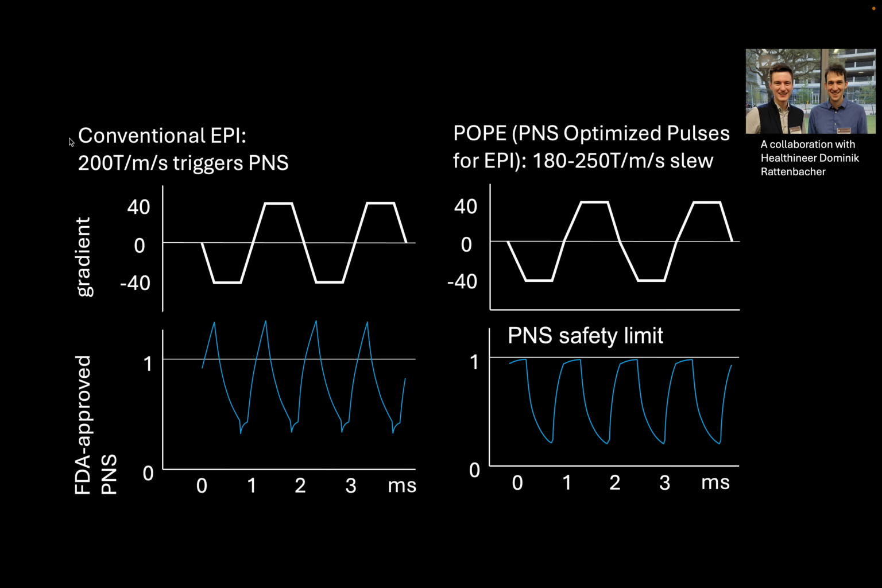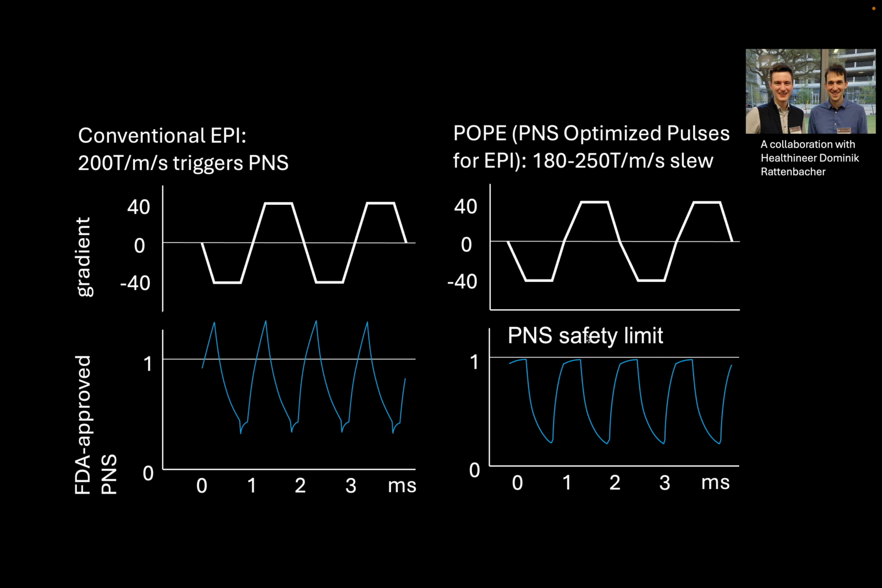And the frustrating thing about the conventional EPI is that these PNS exceeding time points are very sparse. So you're exceeding the PNS maybe at 5, maybe at 10% of your time, but still you cannot run any of the sequence, right? 100% of the sequence is forbidden, and you need to dumb down your sequence 100% of the time in order to not exceed PNS. Whereas in POPE, the PNS optimized pulses for EPI, you're only reducing your slew rate when you're actually limited by PNS.